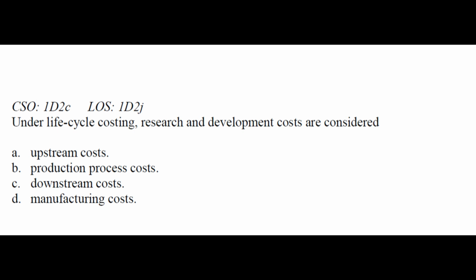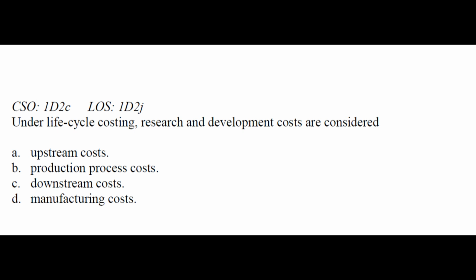Upstream costs are incurred before production and include R&D, design, and product development. Production process costs are incurred during manufacturing. Downstream costs are incurred after production and include marketing, distribution, and customer service. The key focus here is to correctly classify R&D costs within the life cycle framework. R&D is always considered part of the pre-production phase, not manufacturing or post-production activities.